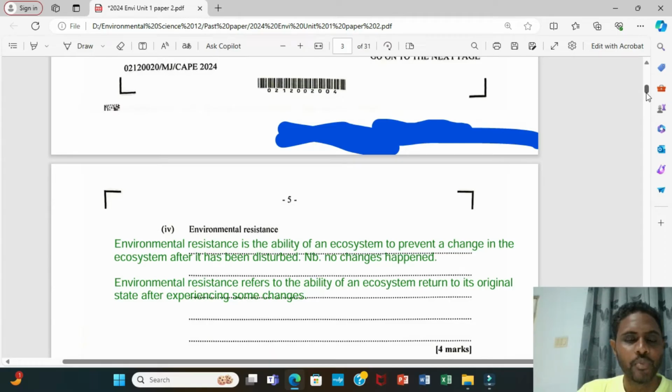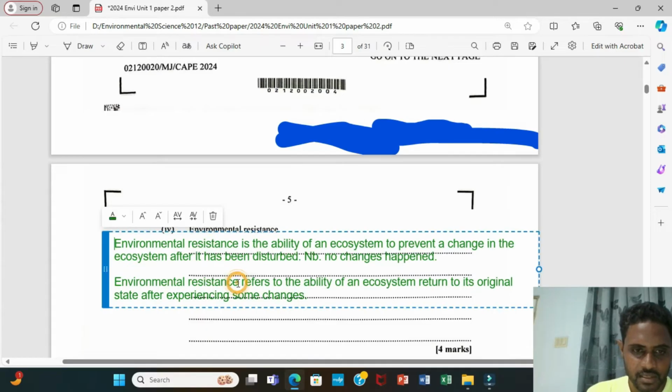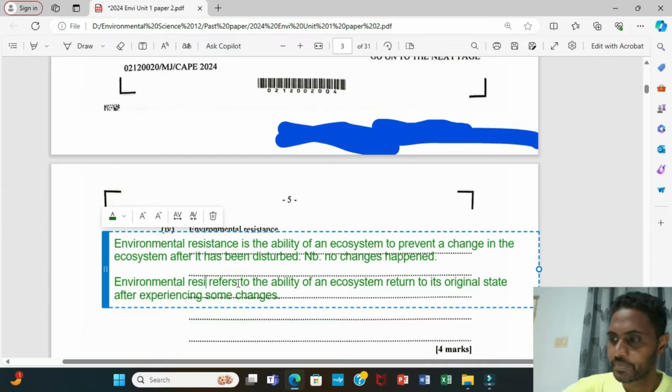Let me read what they said about environmental resistance. It said environmental resistance is the ability of the ecosystem to prevent a change in the ecosystem after it has been disturbed. So the disease there would be a disturbance, but the disease came and didn't actually affect the crops. That's an example. Please note that with environmental resistance, no change will really happen to the ecosystem. But for clarity's sake, I also define, as you can see here, environmental resilience.